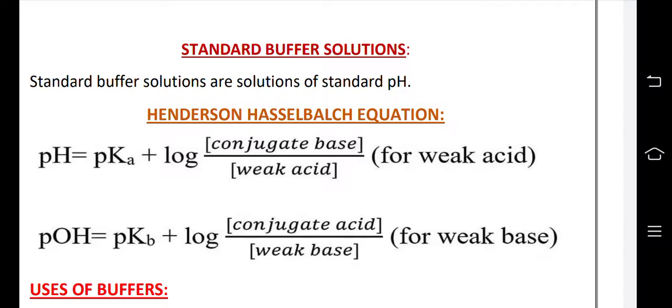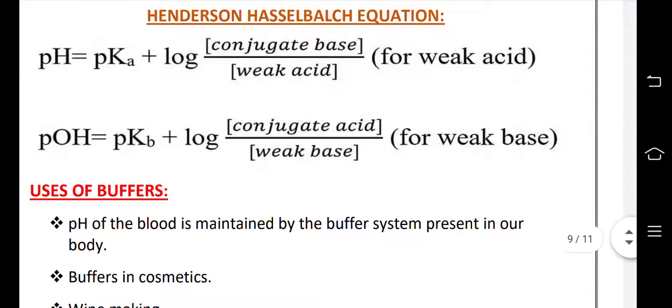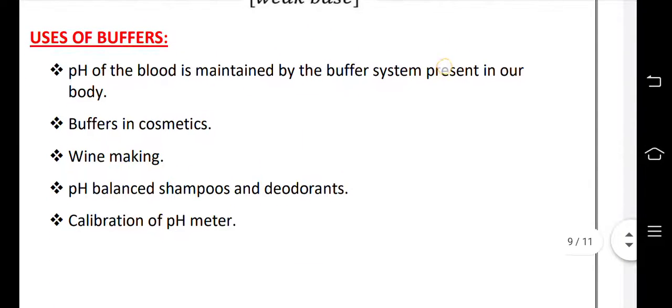Now coming to the Henderson Hasselbalch equation, it is one of the very important equations. For a weak acid, the Henderson Hasselbalch equation is pH equals pKa, which is the dissociation constant, plus log of conjugate base divided by weak acid. And the Henderson Hasselbalch equation for a weak base is pOH equals pKb plus log of conjugate acid divided by weak base.